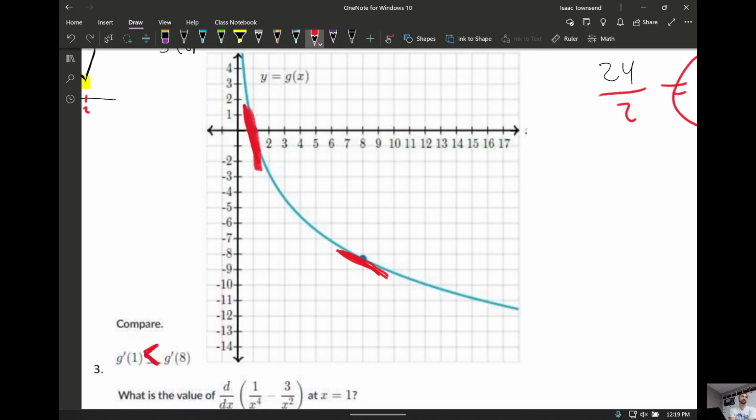Is that okay? Elise, are you convinced? No. Okay. I'm confused. Okay, this slope is almost 0, right? Uh-huh. It's slightly negative, but it's close to 0. This guy is super negative. Okay. So this has to be a bigger number. Okay, I get it.